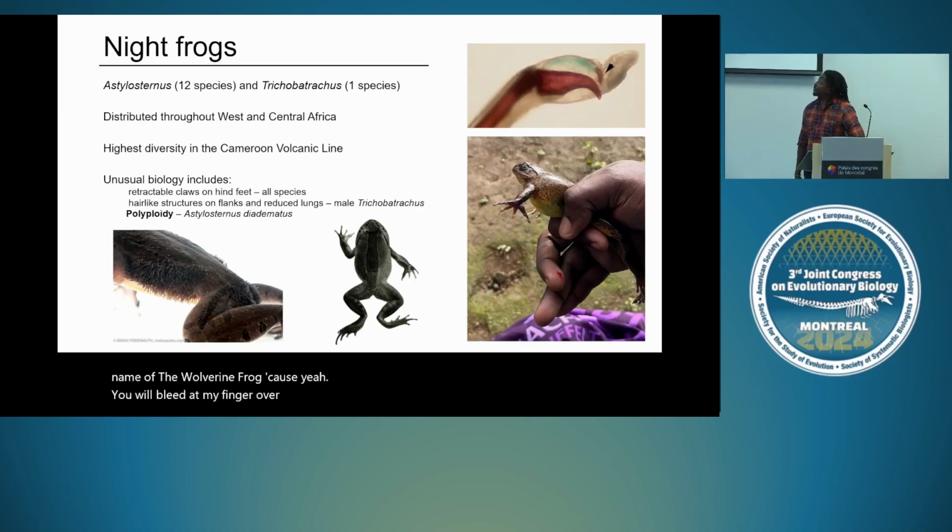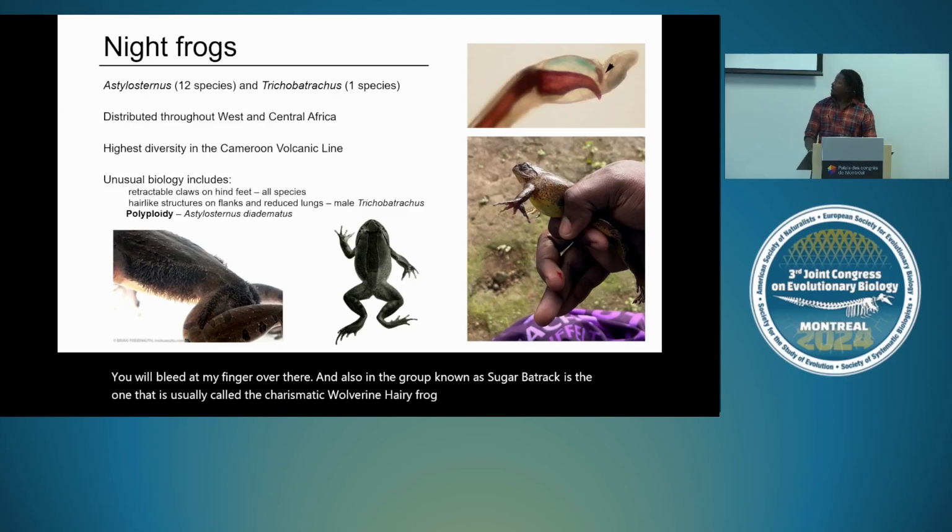Also, in the group known as Trichobatrachus, the one that is usually called the charismatic Wolverine hairy frog, the males, during the breeding season, grow hair-like structures and have reduced lungs on the inside. And more interesting, guess what? We found one species there being polyploid.